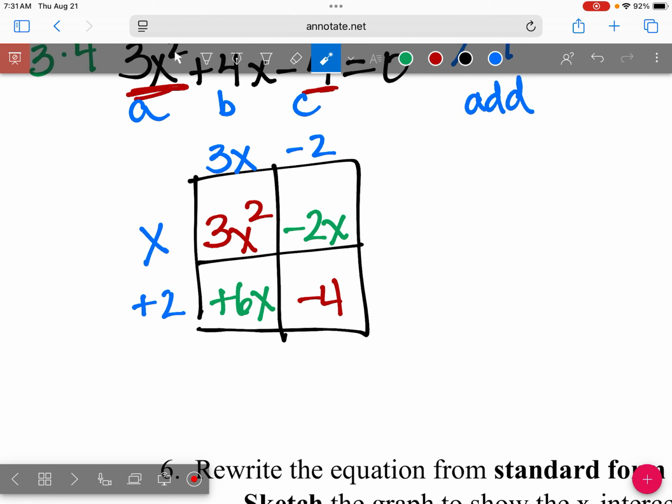All right, so let's go ahead and set both of those equal to 0. 3x minus 2 equals 0. x plus 2 equals 0.